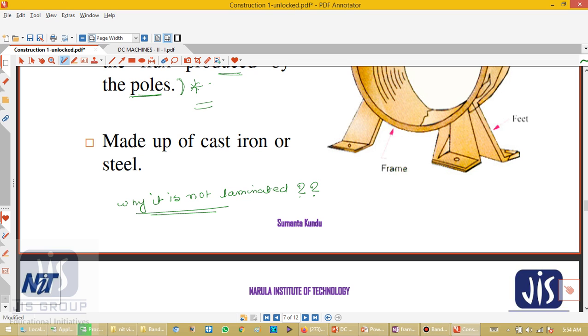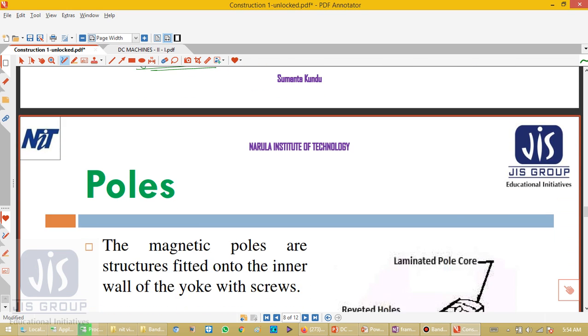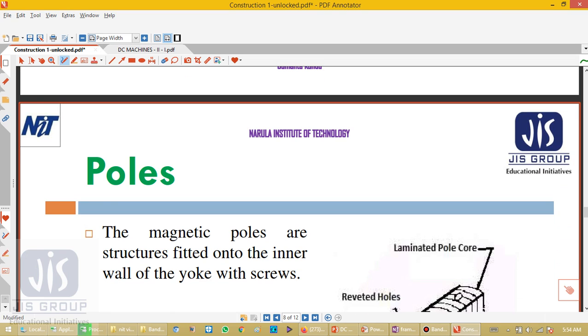Okay, now the magnetic field system. Next part is poles, and the poles in DC machines are salient type. It is basically salient or protruding type, because they project inwards, so it is called salient structure.